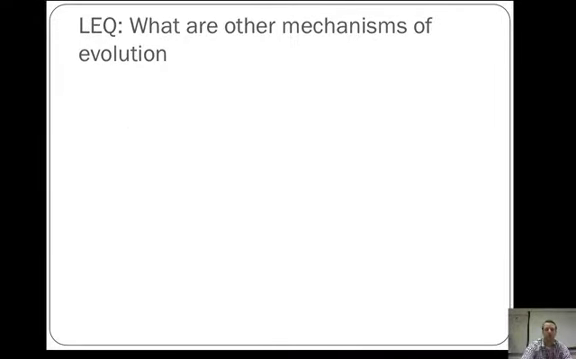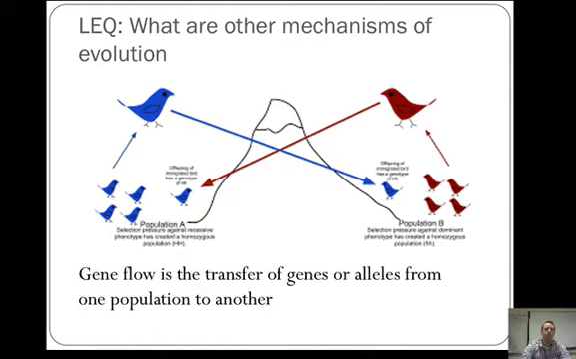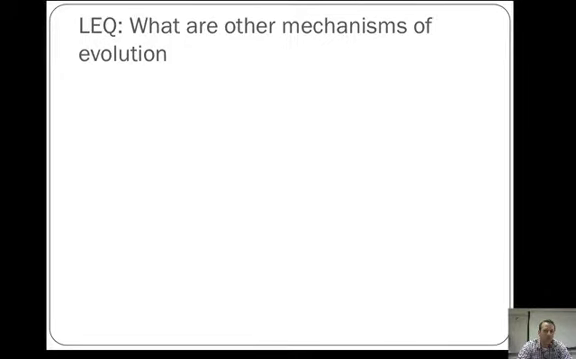And then moving on to the next one, we're talking about gene flow. So gene flow is a transfer of genes or alleles from one population to another. So notice here you have population A and then population B. Notice population B is full of all these red birds. Population A is full of all these blue birds. Now, gene flow is saying that those genes of the blue bird are going to eventually flow into the genes of the red bird, and then genes of the red bird are going to eventually flow into the genes of the blue bird.